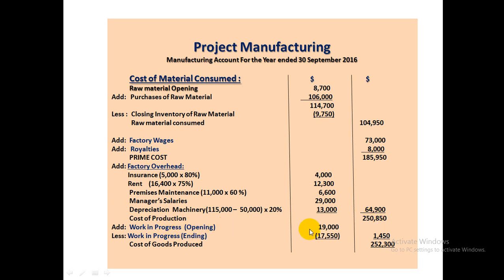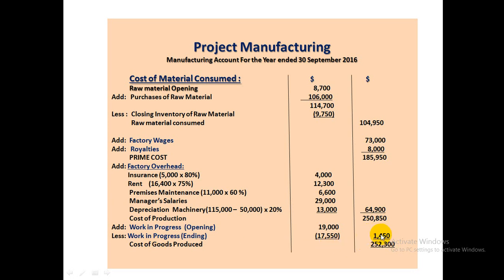If work in progress opening is given, it will be added, and work in progress ending will be subtracted. Instead of adding and subtracting turn by turn, let's do the final calculation with the difference amount. The difference amount is greater in the work in progress opening, so we'll be adding the change and we'll get our cost of goods produced as this amount.